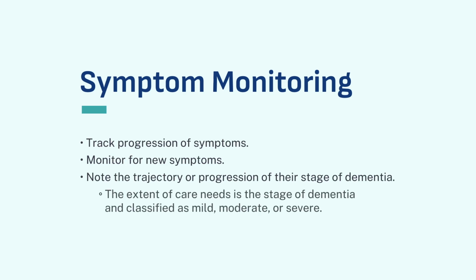Assess if symptoms are mild, moderate, or severe. For example, a patient with moderate stage dementia caused by Alzheimer's might have a hard time controlling their bladder, whereas a person in the severe stage of dementia might need around-the-clock assistance with daily personal care.